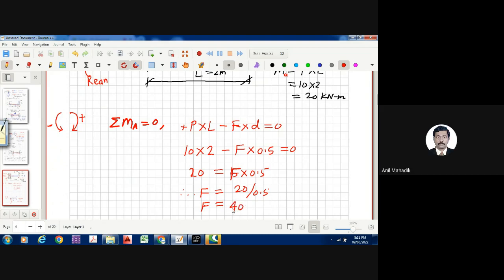40, यूनिट क्या रहेगा इसका? Newton. Kilonewton. So this 10 is kilonewton, this 2 is meter, this F is kilonewton, and this 0.5 is meter. So as we are dividing, meter is going actually, right? So 20 is having the unit of kilonewton meter, and 0.5 is a meter. So finally this is cancelled and 40 kilonewton.